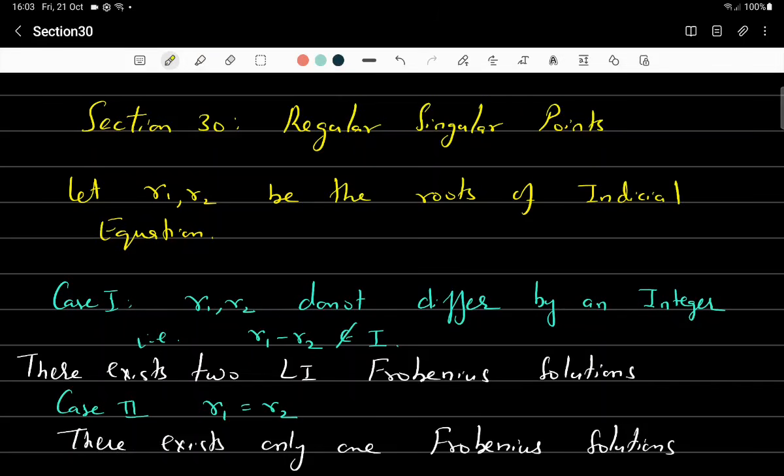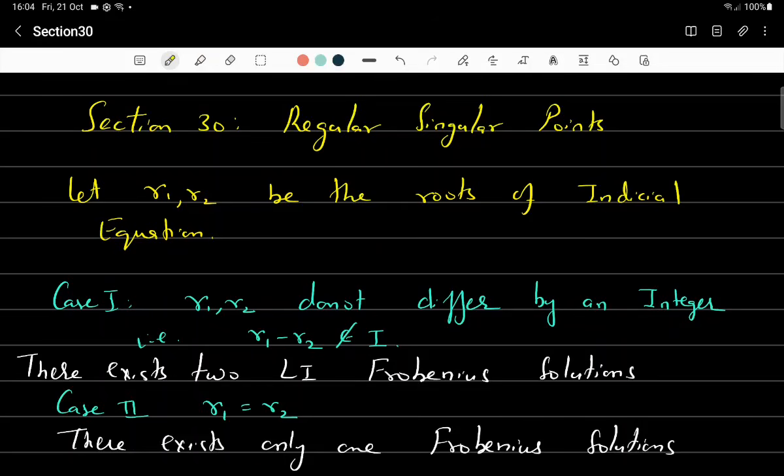If r1, r2 are the roots of the indicial equation, the first case is when they do not differ by an integer. So if the difference of r1 and r2 is not an integer, then there exist two linearly independent Frobenius solutions, and each one corresponds to a value of r. If r1 is equal to r2, then there exists only one Frobenius solution. So these two cases we discussed in the last class.